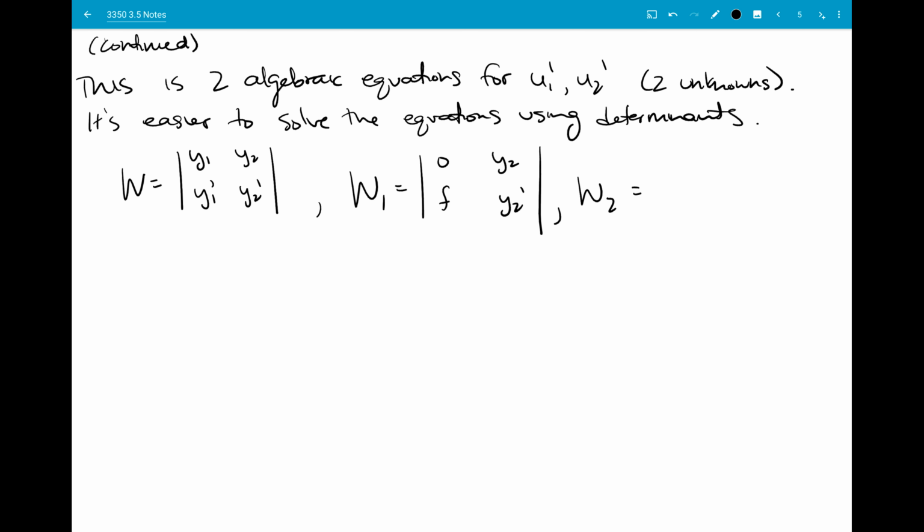And w2 is going to be, we hold on to y1 and y1 prime and replace the y2 column with 0 and f. And just to be clear, w, when we compute our determinant, is the main diagonal minus the off diagonal products. So we're going to have y1, y2 prime minus y1 prime, y2. w1 is going to be 0 on the main diagonal minus f times y2. And w2 is going to be y1f on the main diagonal minus 0.